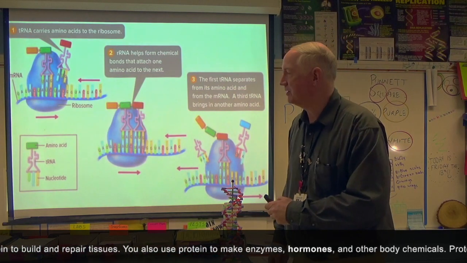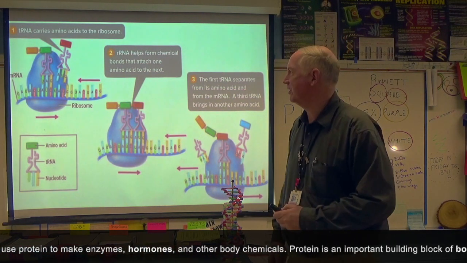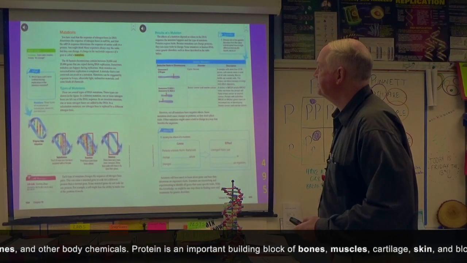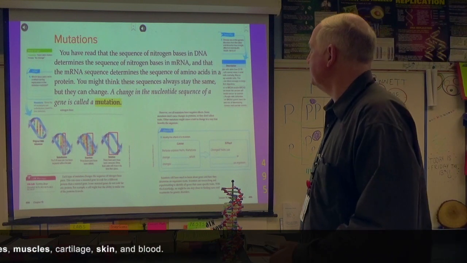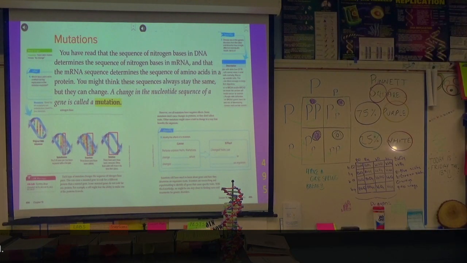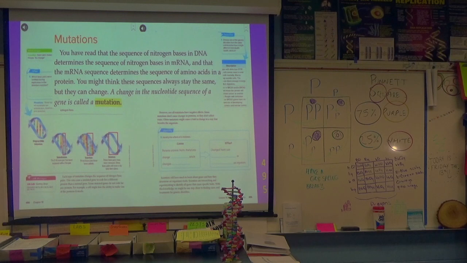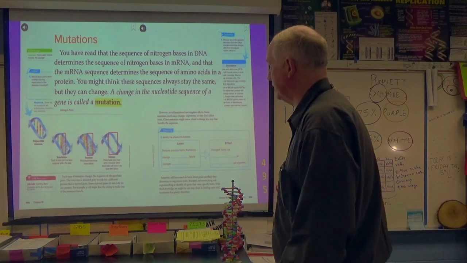Today we move beyond our ribosome and our 3 types of RNA on to mutations. You have read that the sequence of nitrogen bases in DNA determines the sequence of nitrogen bases in messenger RNA, and that messenger RNA sequence determines the sequence of amino acids in a protein. That was yesterday's lesson. You might think these sequences are always the same, but they can change. A change in the nucleotide sequence of a gene is called a mutation.